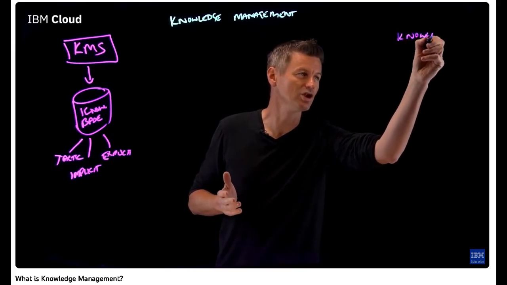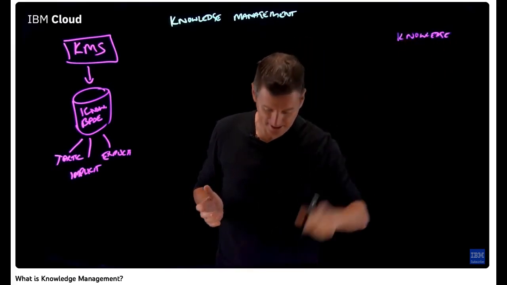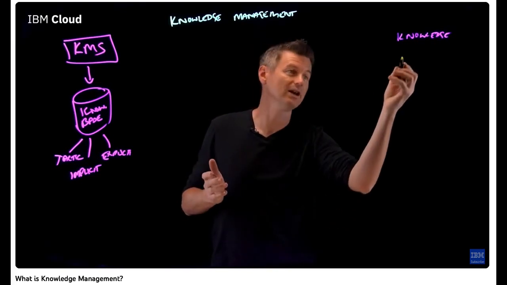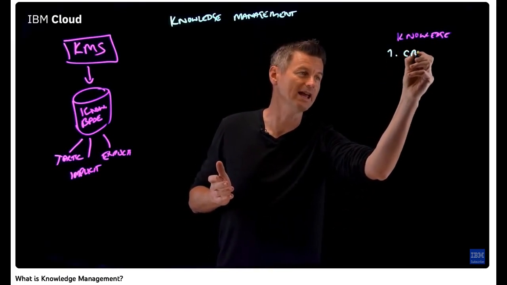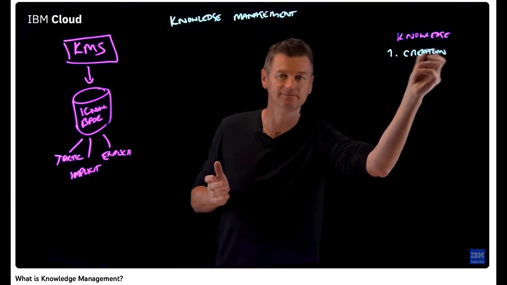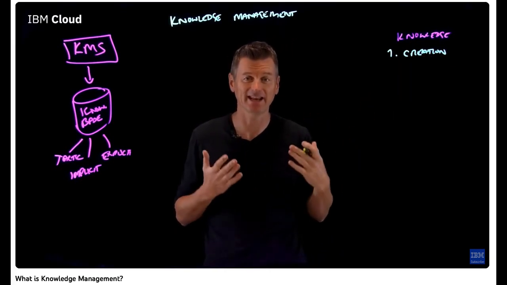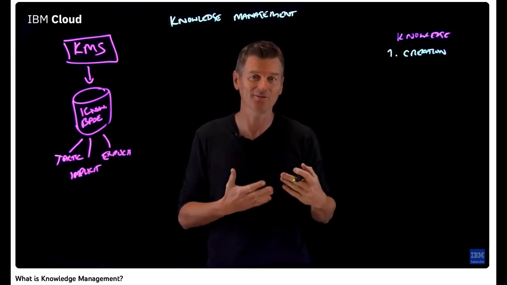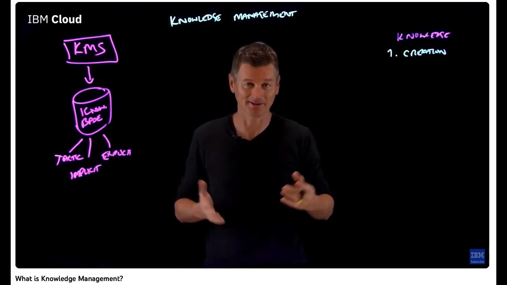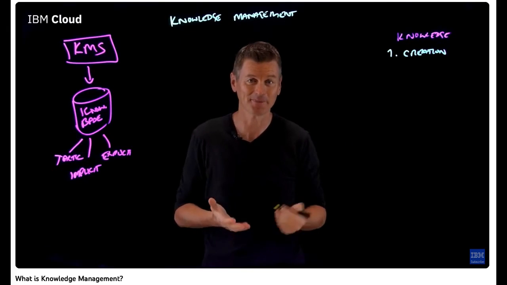So stage one is really the knowledge creation. So knowledge creation is where organizations identify and document any existing or new knowledge that they want to circulate across the company, figure out what it is we need to store.